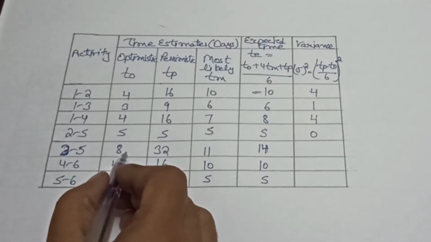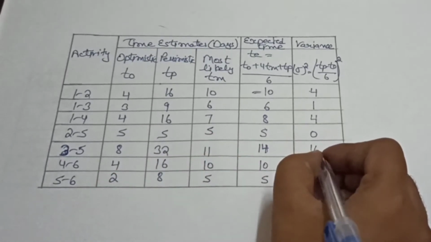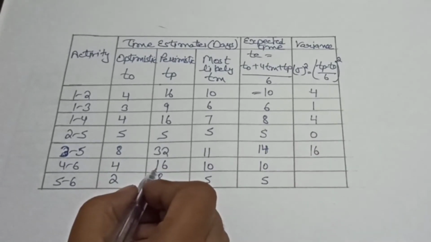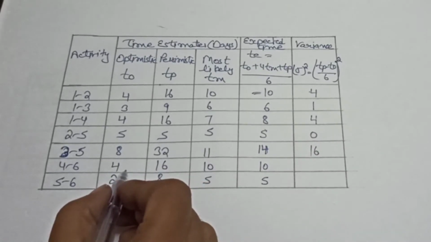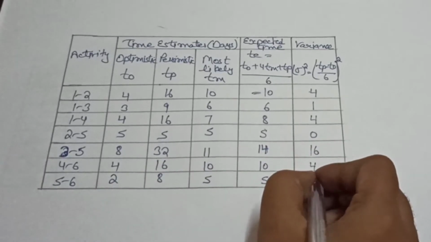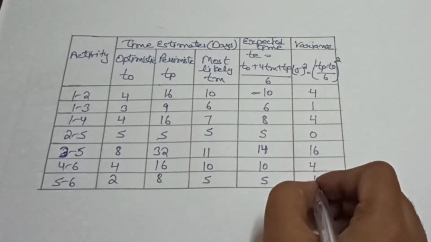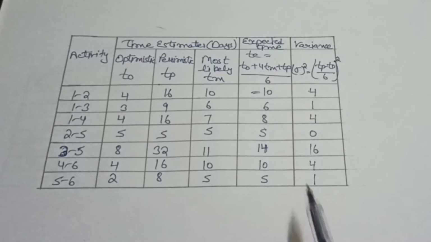32 minus 8 is equal to 24, divided by 6 is equal to 4. 4 whole square is equal to 16. 16 minus 4 is equal to 12, divided by 6 is equal to 2. 2 whole square is equal to 4. 8 minus 2 is equal to 6, divided by 6 is equal to 1. So 1 square is equal to 1. So you can see, students, we have calculated this column also.